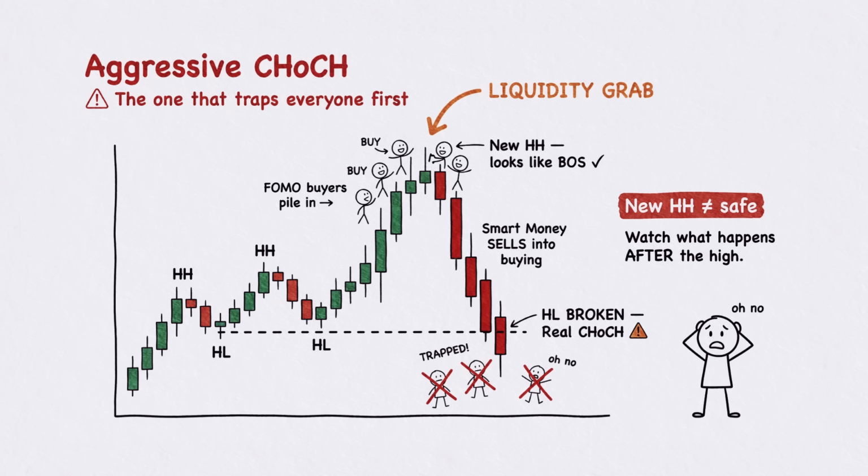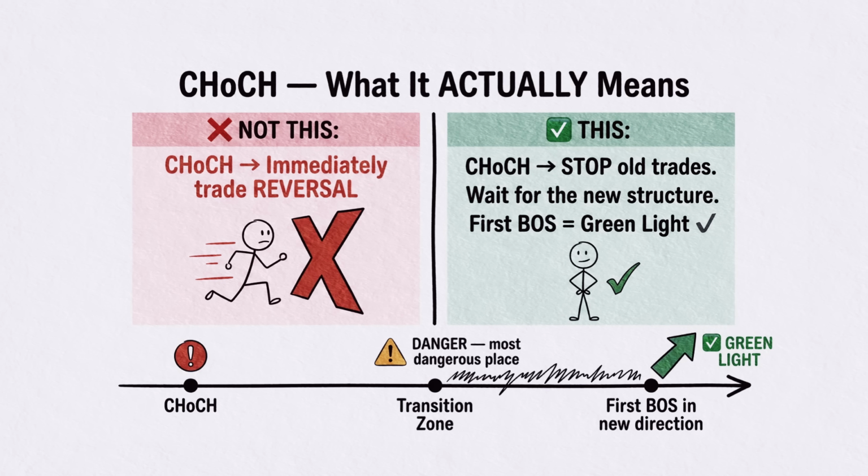And this is critical. A valid CHoCH needs volume confirmation on the break. If the break happens on low volume, it might just be a liquidity sweep, not a real power shift. More on that in a minute. And here's something that will save you a lot of money.